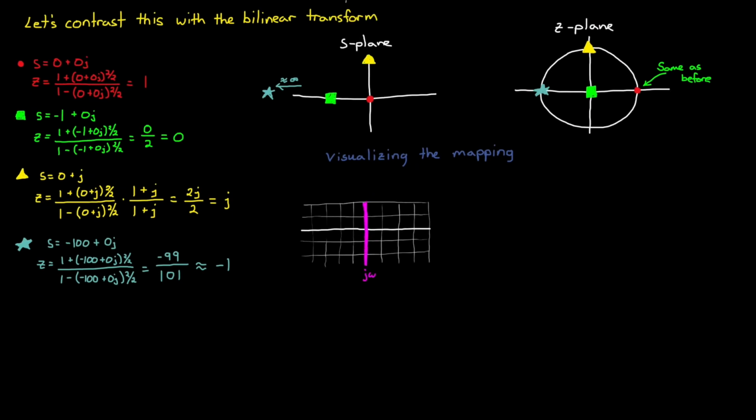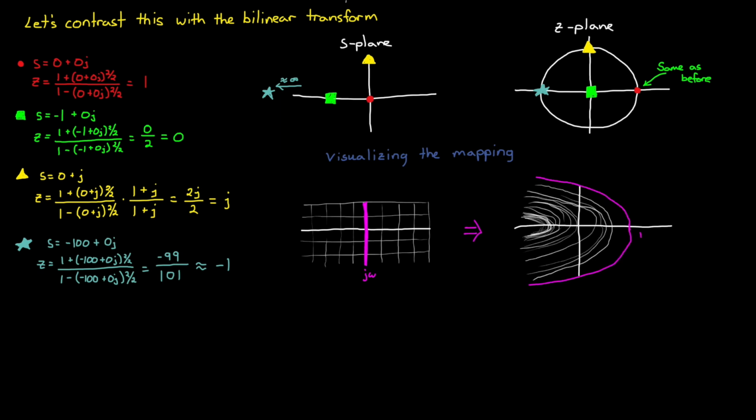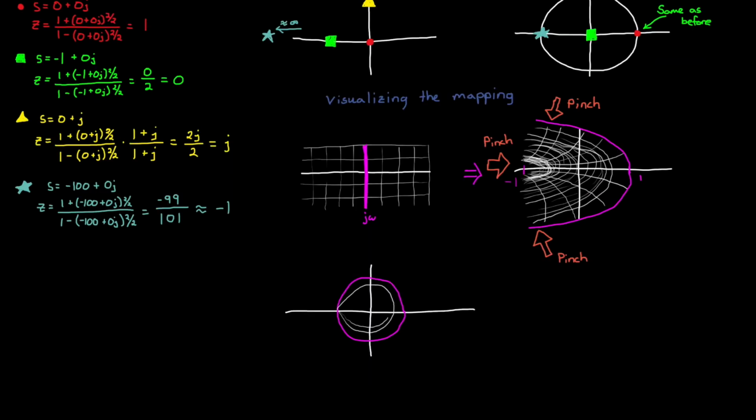Again, we start with the Cartesian grid in the s-plane, but instead of scrunching it in from the negative real line, we're going to pinch it in at 3 different locations. We're going to bend the j omega axis down from the top and up from the bottom, so that the tips of the line at positive and negative infinity meet at the point minus 1. Similarly, we're going to pinch the negative real line so that its infinity also meets at minus 1.